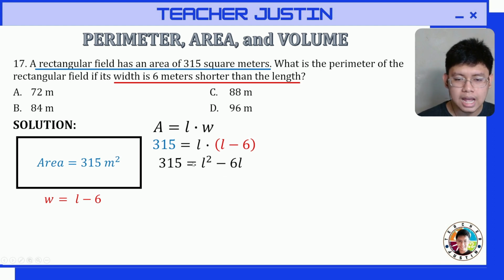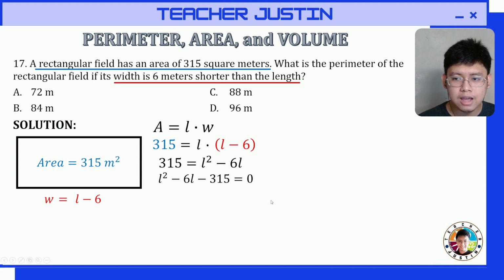Tapos, lipat natin lahat ng variable term in one side of the equation. So, lipat na lang natin si 315 sa kabila, giving us L squared minus 6L minus 315 is equal to 0. So, meron tayo ditong quadratic equation. So, to solve a quadratic equation, we can use factoring. So, pwede nating i-factor si L squared minus 6L minus 315. So, this is an example of a quadratic trinomial.